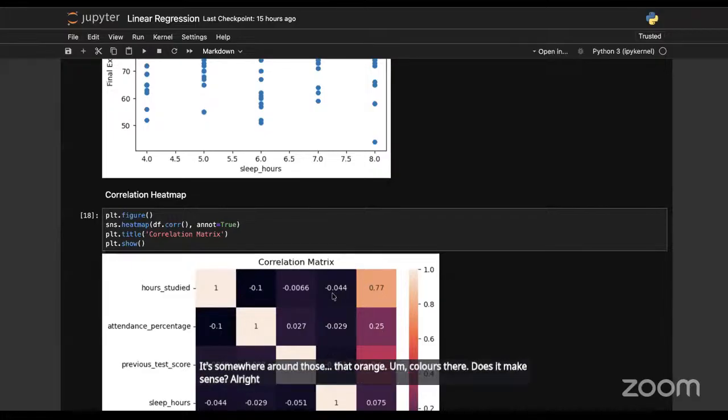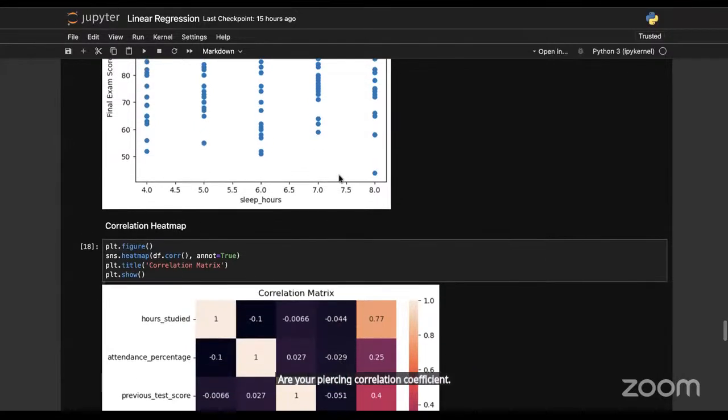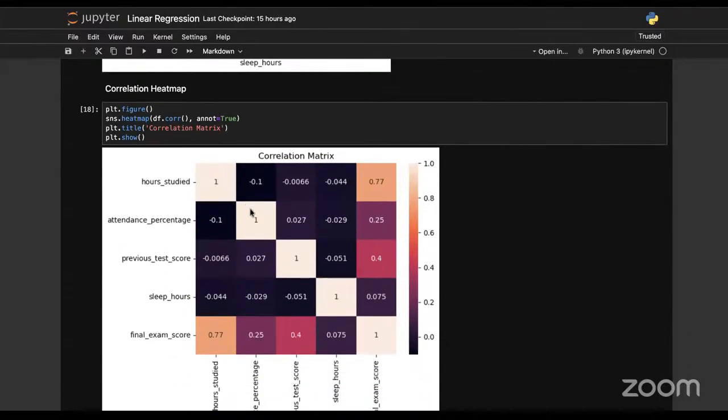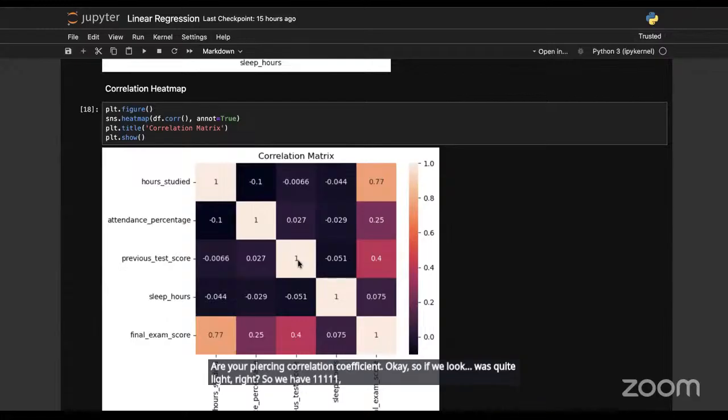All right, yes. So we still are working with the Pearson's correlation. These values here are your Pearson correlation coefficients. Okay, so if we look, who's quite light, right? We have 1, 1, 1, 1, 1. The reason we have 1s is because the relationship between a variable and itself is always perfect. If hours studied increases, then hours studied increases. That's why it has a perfect linear relationship. So if you plot hours by hours, you'll have a straight line.